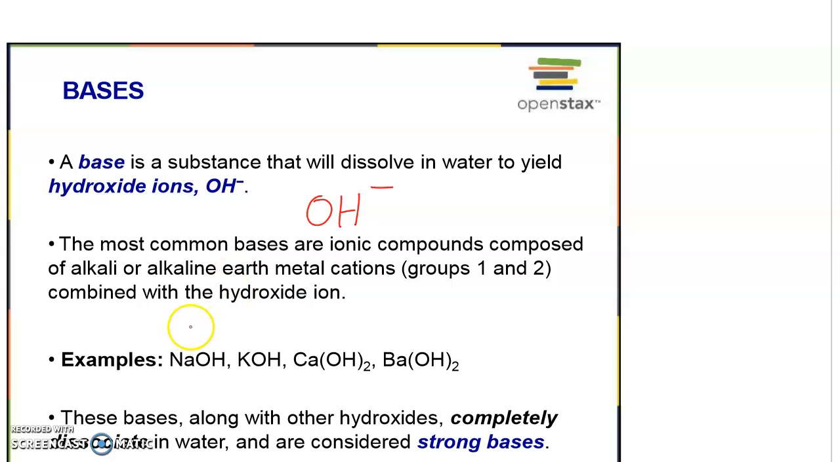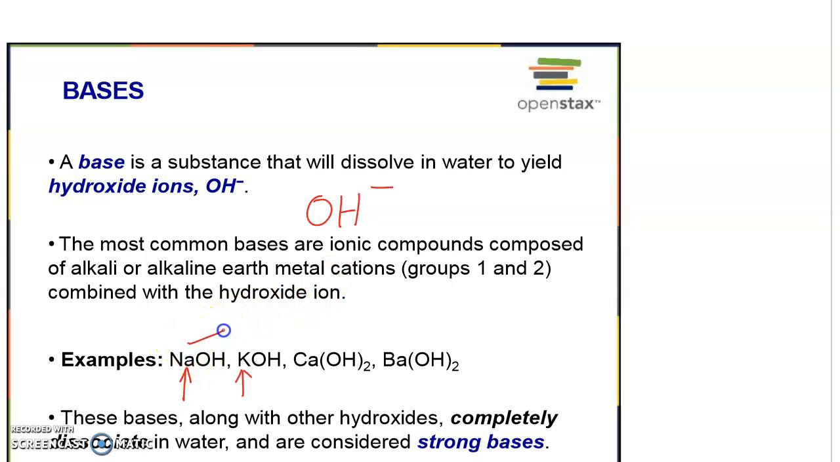So a base, how do we know whether that molecule is a base? First of all, it must be an ionic compound. That means it must be able to dissolve in water and dissociate. That means it will give us OH minus anion. The common ones will be the elements from the first group combined with the OH. So that is a common one, and it will be completely dissolved in water and dissociate in water.